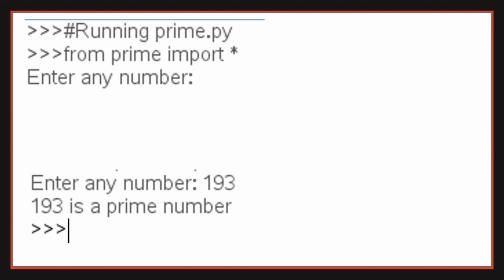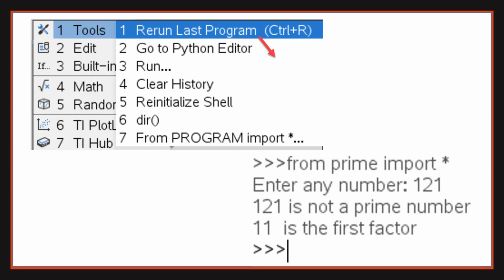And as I mentioned, if I put 121, my number is 121. Now it says 121 is not a prime number, and it tells me 11 is the first factor. There could be other factors for a certain number as well, but it will just give you the first factor. So that's a test for you to do the prime number.